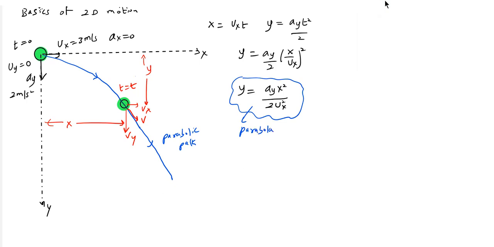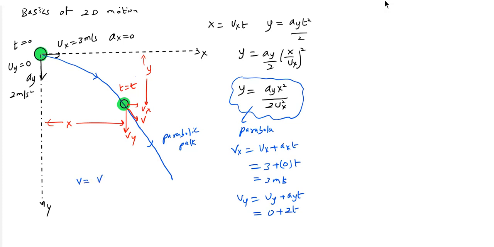So parabolic path. Then how to calculate the velocity of the particle at any time? Vx should be equal to ux plus ax into t. What is the value of ux? We assumed it to be 3. ax is 0, into time, so 3 meters per second. What is vy? vy equals uy plus ay into t. What is uy? 0. ay is how much? 2, so 2t. Can we calculate the speed of the particle at any time t? Yes, we can.